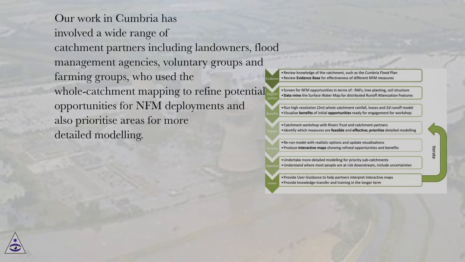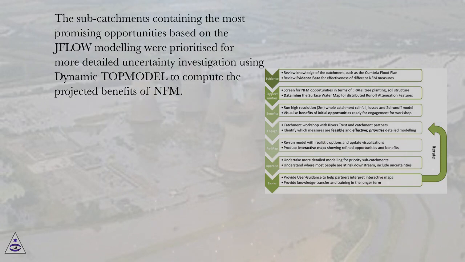Our work in Cumbria has involved a wide range of catchment partners including landowners, flood management agencies, voluntary groups and farming groups, who use the whole catchment mapping to refine potential opportunities for NFM deployments and also prioritize areas for more detailed modeling. The sub-catchments containing the most promising opportunities based on the JFLOW modeling were prioritized for more detailed uncertainty investigation using Dynamic TOPMODEL to compute the projected benefits of NFM.